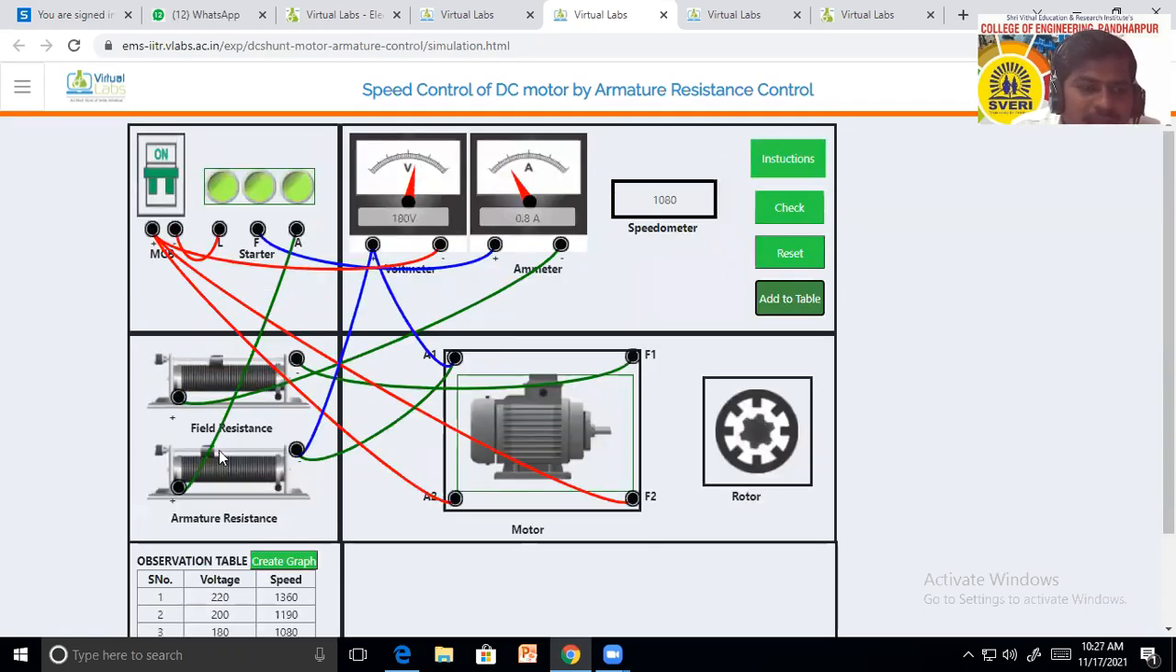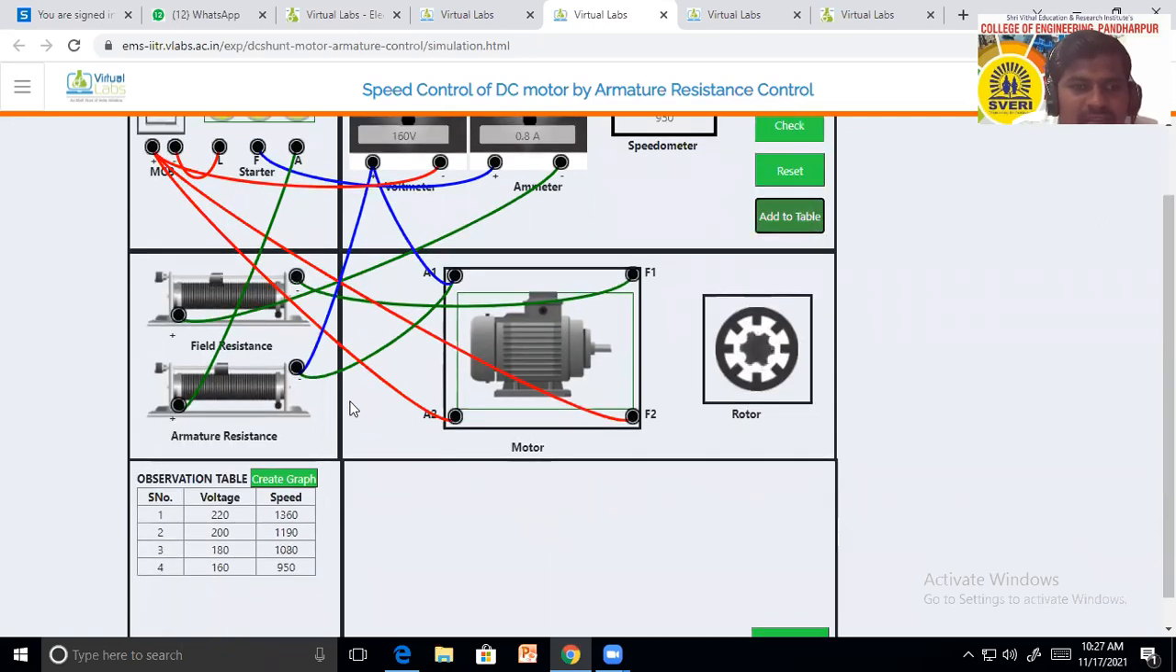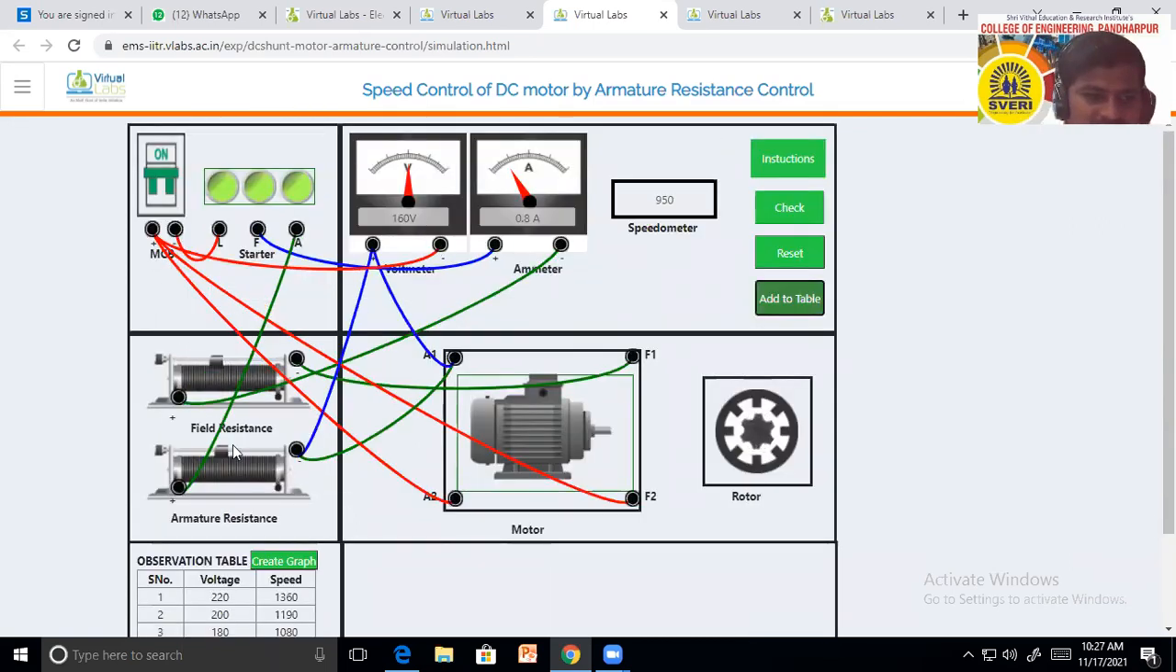Similarly again I will increase this resistance, परत मी resistance increase करतोय. So there is no change in the armature current, there is no change in the field current. Armature voltage will be reduced, so the speed will be reduced. Speed काय होते? Reduce होते. So just add this value to the table. Now similarly 4 readings are there. Now again we will take 2 readings. Again resistance increases, voltage decreases, speed decreases. So just add this value to the table.